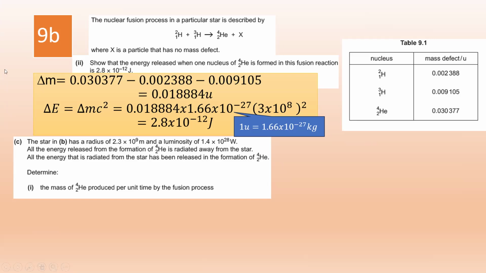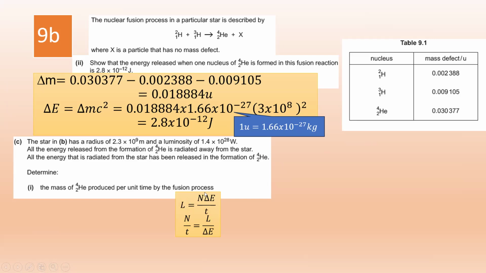The star in B has a radius of 2.3 times 10 to the power 9 meter and luminosity 1.4 times 10 to the power 38 watt. All the energy released from the formation of helium is radiated away from the star. All the energy radiated from the star has been released in the formation of helium-4. Determine the mass of helium produced per unit time by the fusion process. That is your luminosity L.